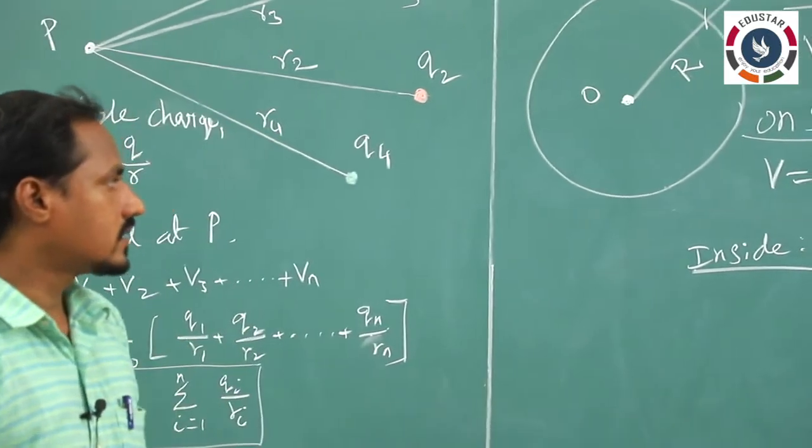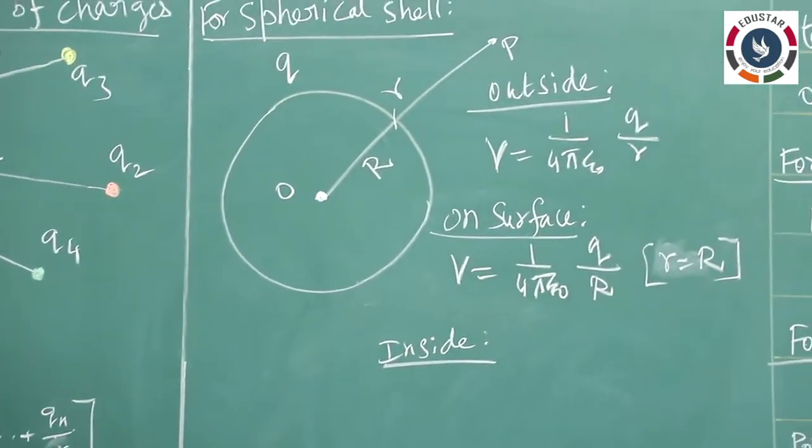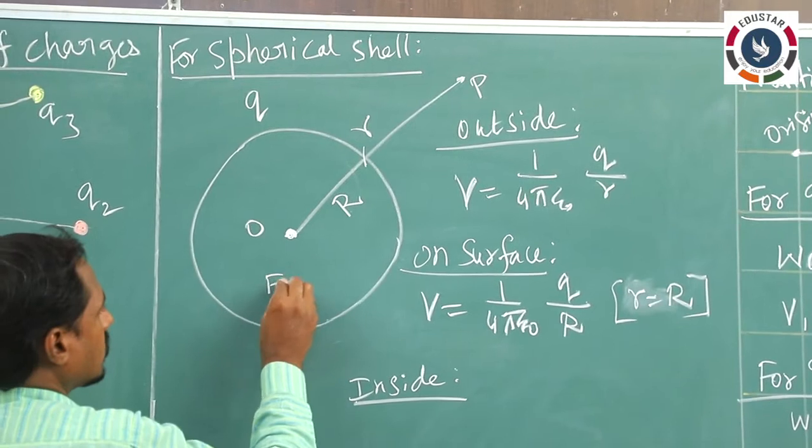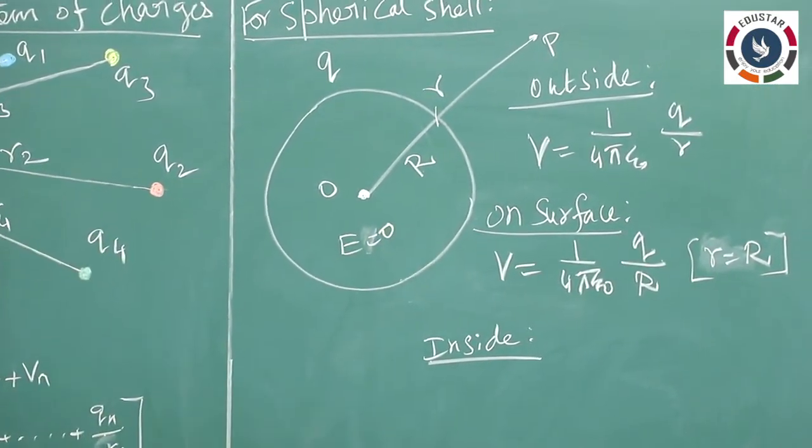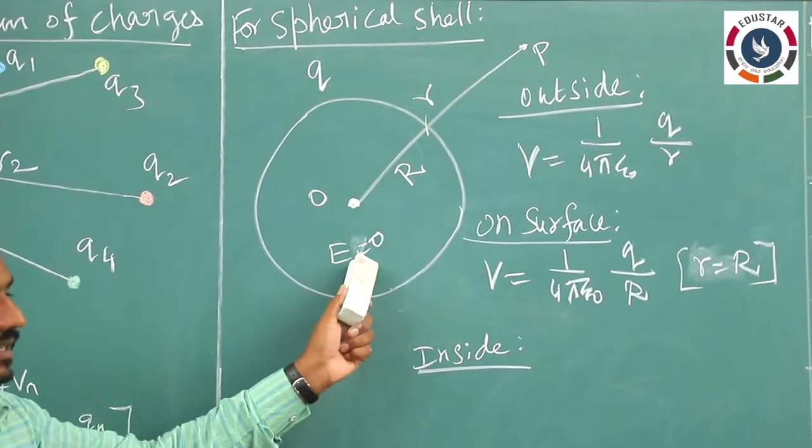So, that is on the surface. Next we move to inside. Inside, we know E equals 0. The electric field will be 0 inside the spherical shell.